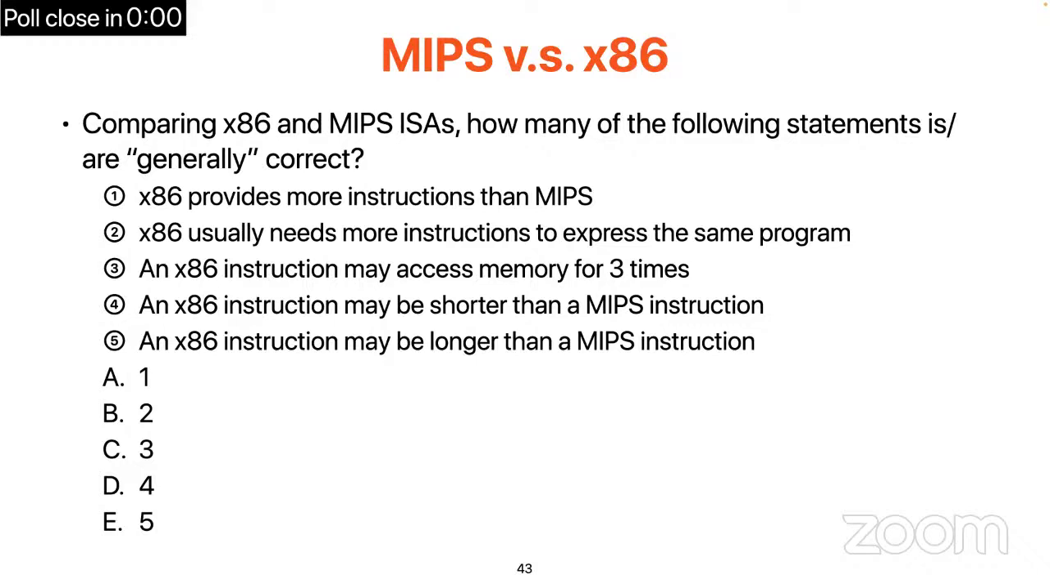All right, so I have Elliot. So we were thinking, it might be 2. Okay, what are the 2? So the first one, that x86 provides more instructions than MIPS. And the fifth one, an x86 instruction may be longer than a MIPS instruction. Okay, how can you tell the fifth one?